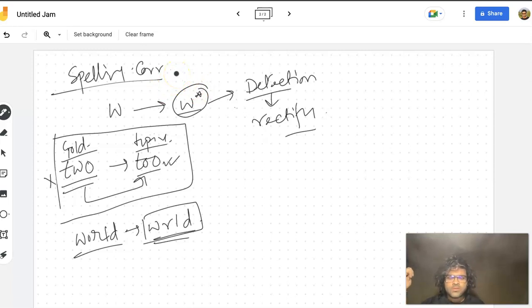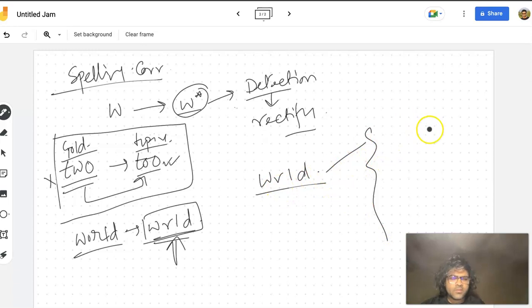Now the next step is how we will rectify it. Suppose I write WRLD; what is the nearest matching correct word? For that, first we need to set up a candidate set. Suppose in an essay we write WRLD, an incorrect spelling. To rectify it, I first need to find its candidate set, meaning its possible correct versions. There may be an infinite number of words in the candidate set.